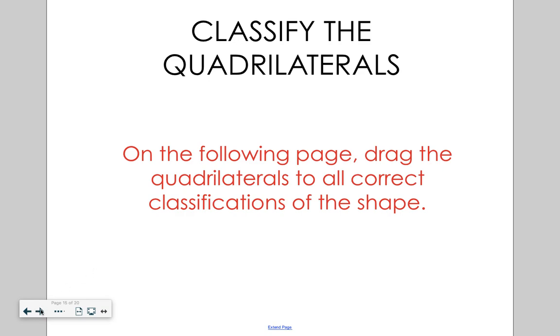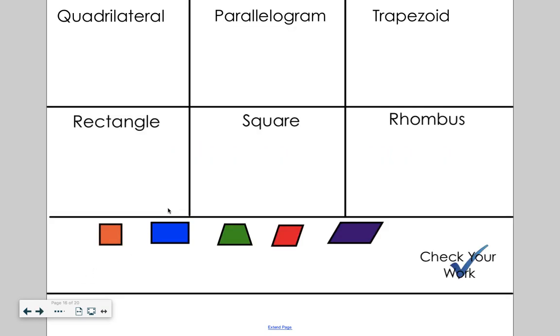Let's classify these quadrilaterals. So let's see. Can you find where this shape goes? It's a square, right? But also it's a parallelogram because it has two sets of opposite sides parallel. Is it a quadrilateral too? Does it have four sides? It is. And is it a rectangle? Because it has opposite sides parallel and equal in length and four 90-degree angles. It is. Oh my goodness, the square is all of these things.